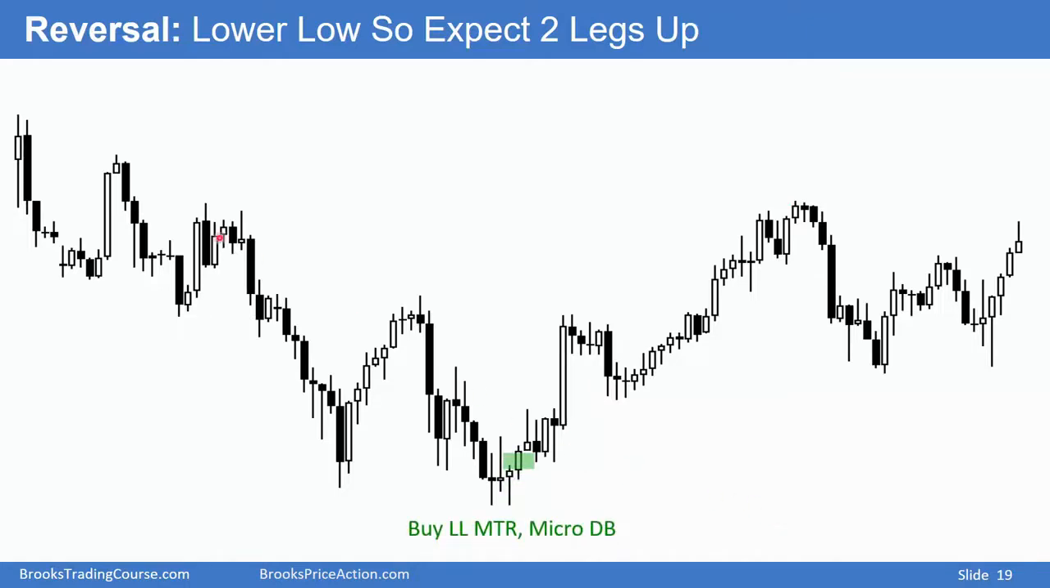Lower low, major trend reversal, bear trend, pretty good reversal up. And then we have a couple legs down to a lower low. We have a micro double bottom and a bull bar. It's a reasonable buy, looking for two legs up, one pullback, two. That's the minimum objective.